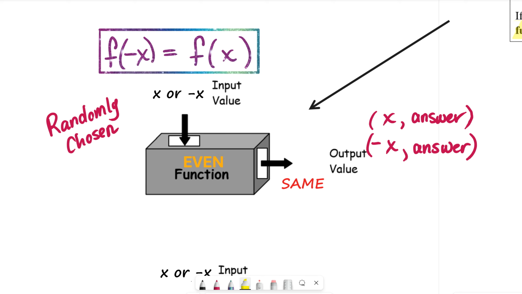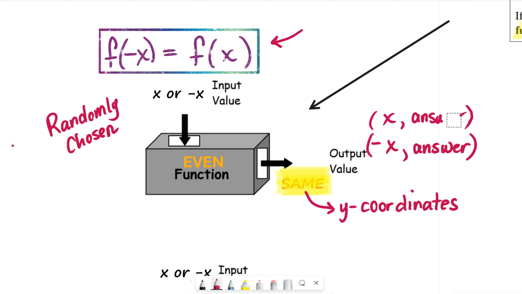The thing that I need you to realize is that in this even case scenario, my Y coordinates are going to be the same. My Y coordinates, my answers, are going to be the same answer. That's what I mean by this expression, okay? That f of negative x is the same as f of x.